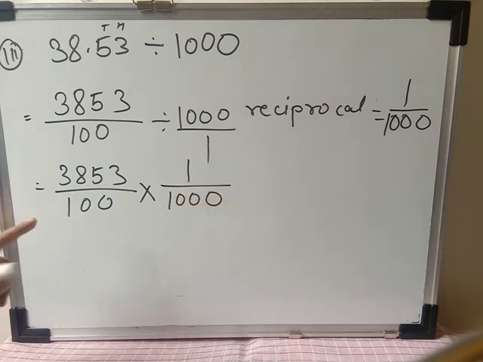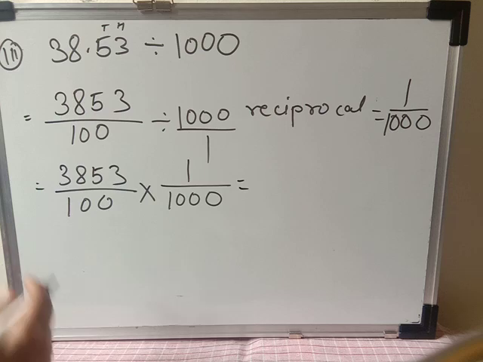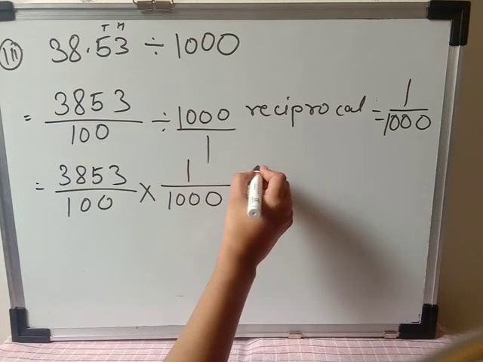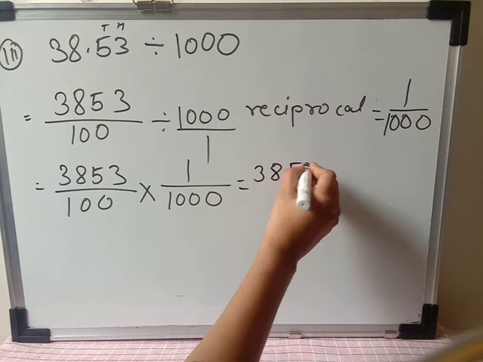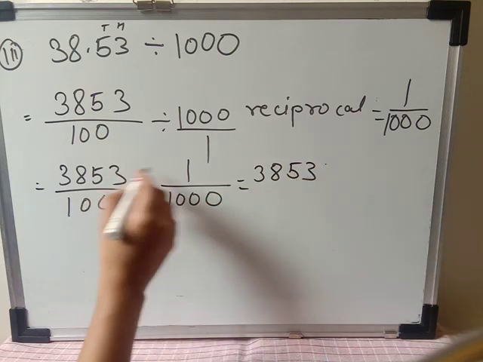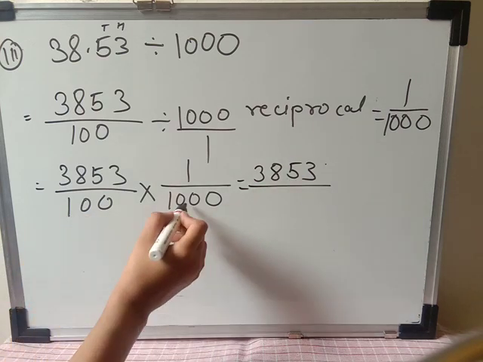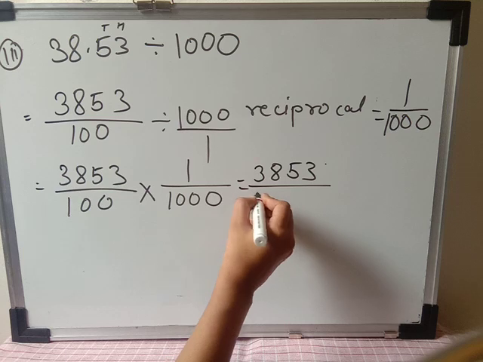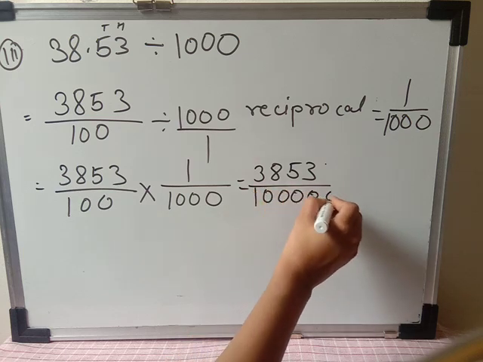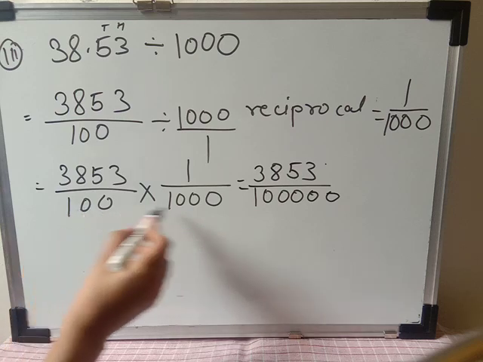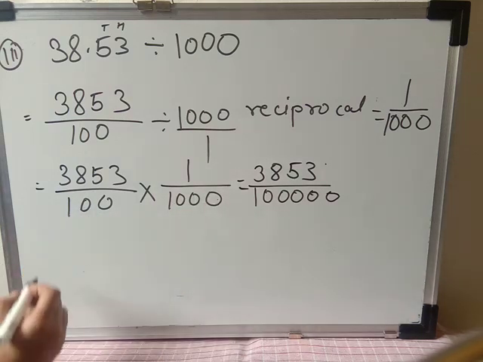So 3853 upon 100 multiplied by 1/1000. Okay, so here nothing is directly divisible. I am not saying those are not divisible. Yes, we can divide the number, but there will come a decimal, and we want the decimal answer in the last step. So before doing that, just do the multiplication here. 3853 multiplied by 1, and you will get the same number, that is 3853. If we do the multiplication of 100 with 1000, you will get 1 lakh. 1 2 3 4 5. Just simple, just count the number of 0s and that many zeros you have to give.